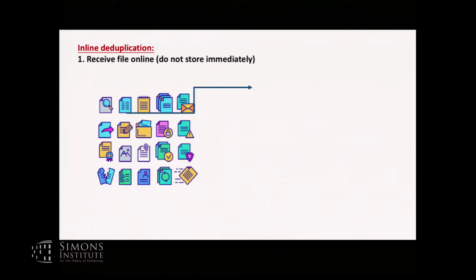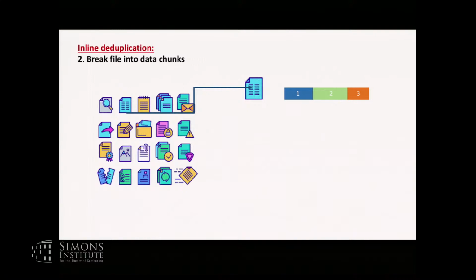So let me try to explain, and it's a very simple approach, how inline deduplication works. The only point here is that you don't store the file immediately. You process the file as it arrives into the in-memory part of your system. And before you archive or store it, you need to do a few steps. So the file comes in, and the first thing you will do is break the file into pieces that are called data chunks. A lot of you know what data chunks are. So let's say in this case, the file came in, and it has 3 data chunks, 1, 2, 3.